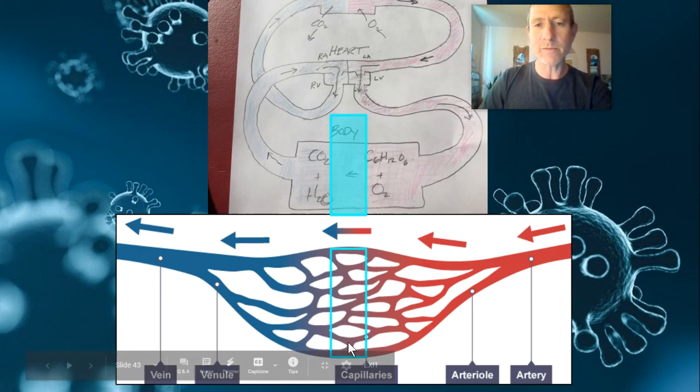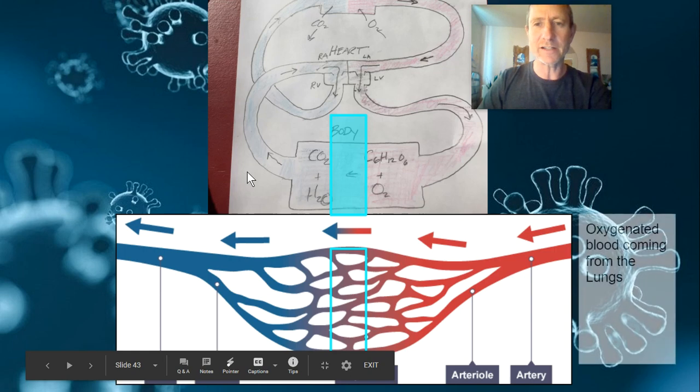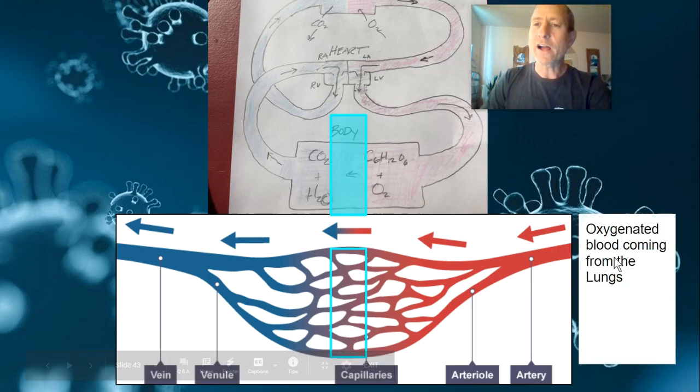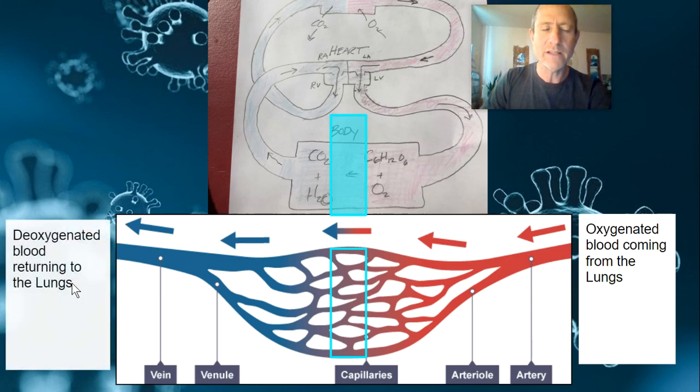So we're going to talk about these capillaries right in here. We've got oxygenated blood, remember, coming from the lungs. See right here from the lungs, this oxygenated blood. And then we've got deoxygenated blood, which is going to be pumped from the heart back up into the lungs.